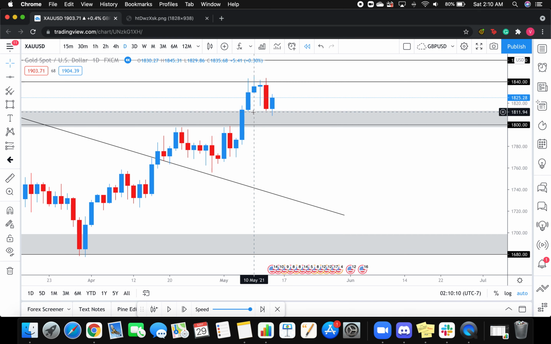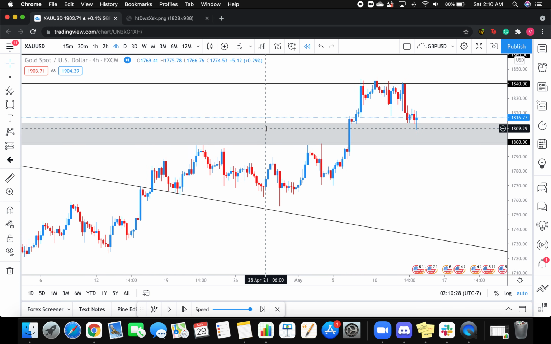Pulls back down right into this zone, respects it as support. So now we can start looking for some scalp opportunities, turning them into swing trades. But what we know is that once we tap into 1840, we are going to look for some partials and we're going to move to break even.